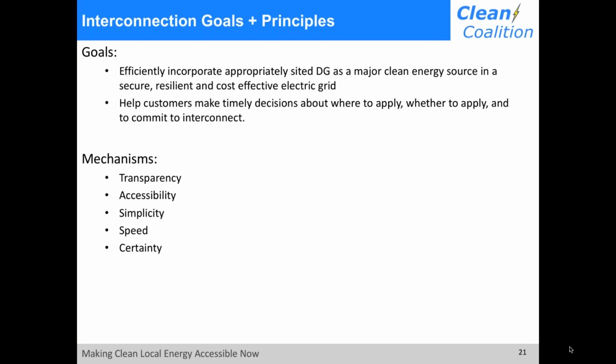The goals of interconnection policy should therefore seek to efficiently incorporate appropriately cited DG in a non-discriminatory manner as a major clean energy source in a secure, resilient, and cost-effective electric grid, and help customers make timely decisions about where to apply and what the costs will be. We have several categories of mechanisms to achieve these goals, including transparency, accessibility, simplicity, speed, and certainty. New, clearly defined interconnection study tracks can serve all segments of the diverse distributed generation market.